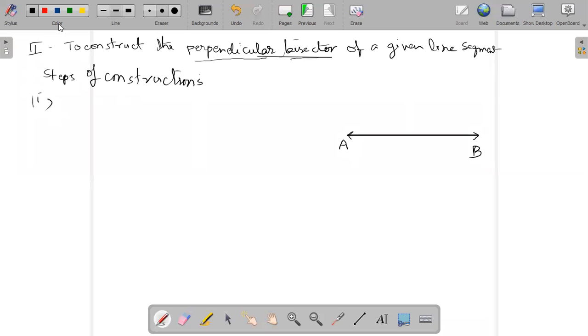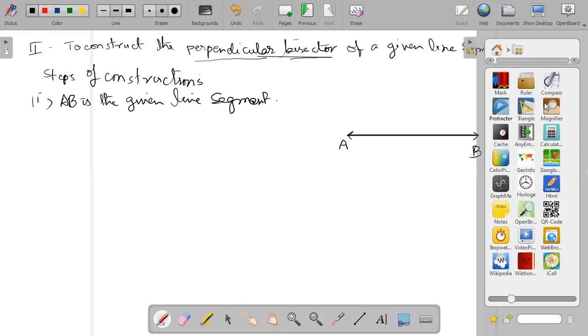Number one. What is number one? We have to write that AB is the given line segment. Now what we will do? We have to take the compass. Okay.